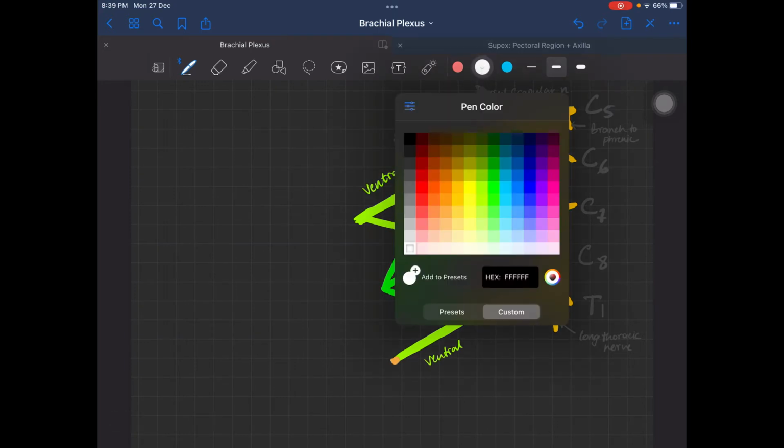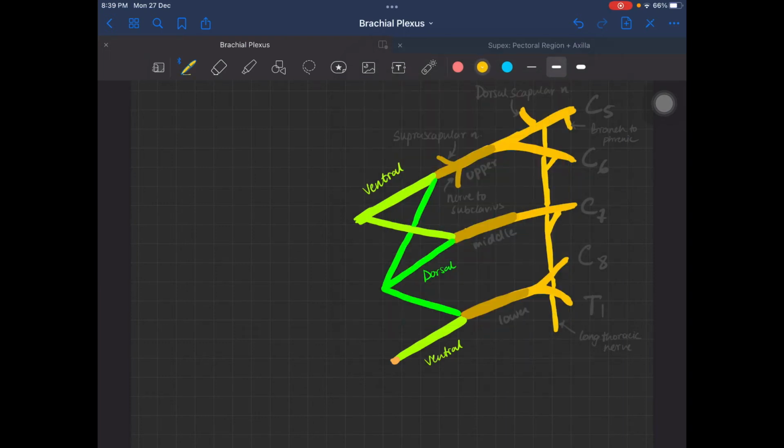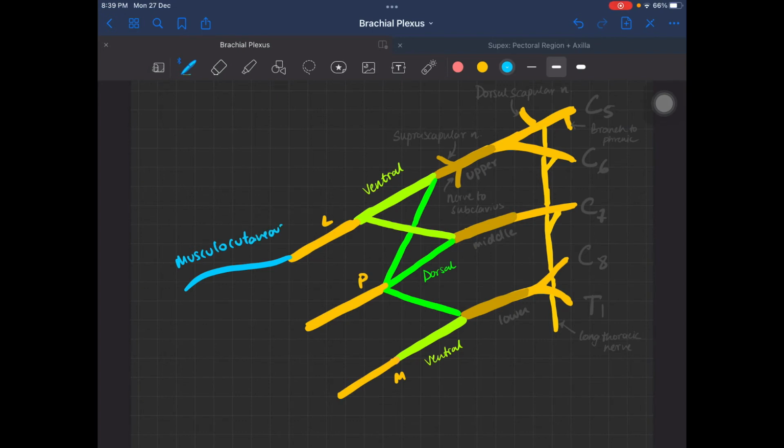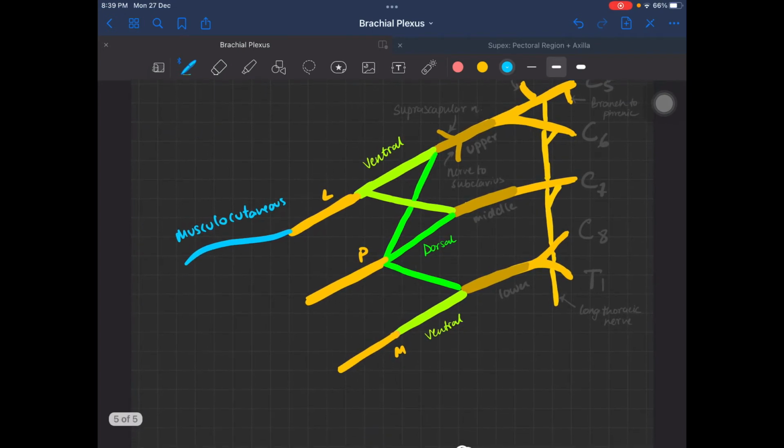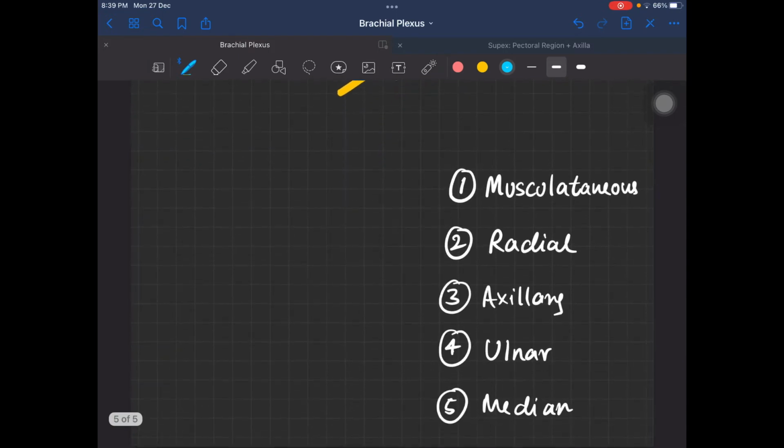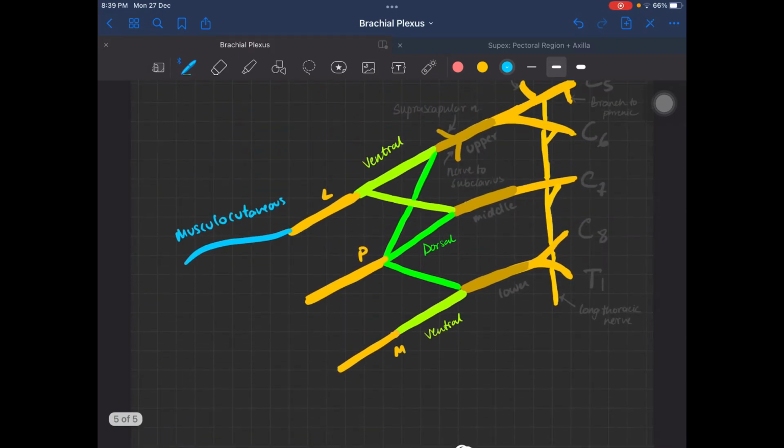Okay, so in green we can see the divisions. Let me just draw the cords. Now from the lateral cord emerges the musculocutaneous nerve. First let's discuss all the 5 terminal branches, and then let's go into the sub branches of each cord. So this is the musculocutaneous nerve.